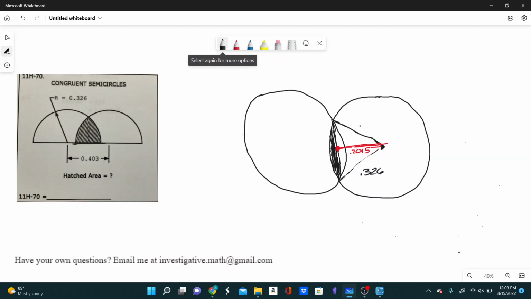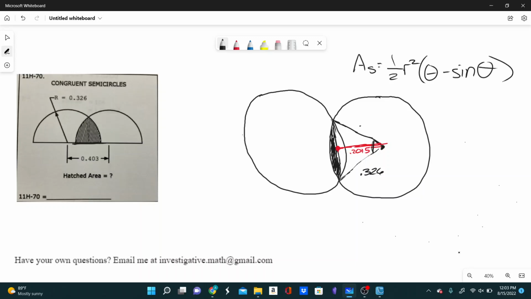We're going to use the formula for the area of a segment of a circle, and that is A sub s equals 1/2 times the radius squared times the central angle, so this angle right here, minus the sine of that angle. So area of a segment is 1/2 r squared times theta minus sine theta. And this is all in radians, by the way. So we already have half of these values. We know the radius already is 0.326. We just need to find the value of the angle.